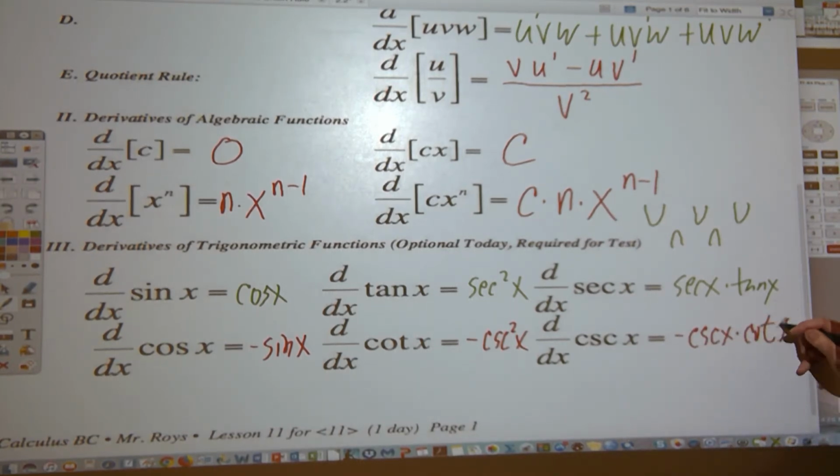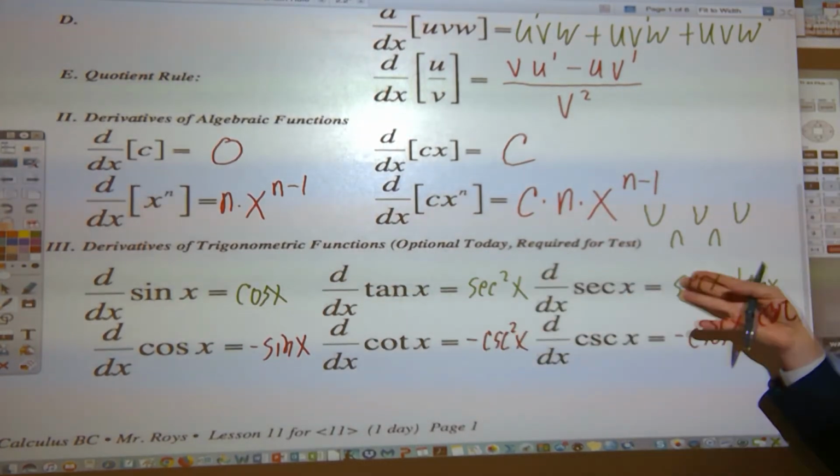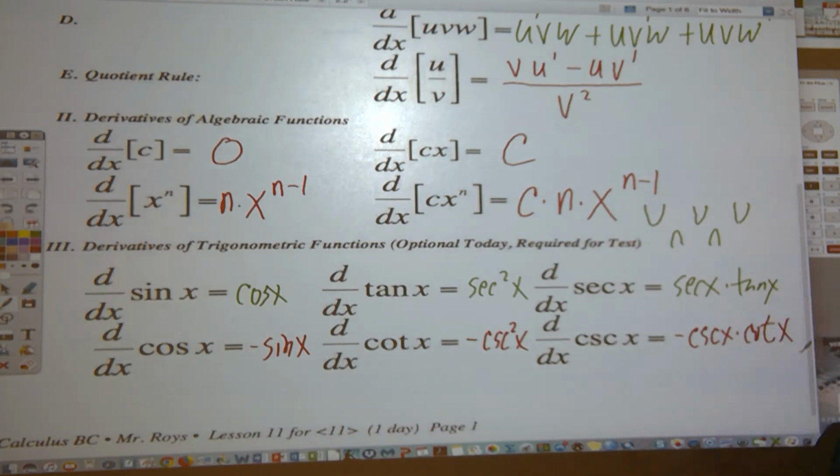That's it. You could take the time to derive it, but really, as long as you just remember the green row, then the red row comes really quickly. It is negative cosecant x, cotangent x. Okay, so good work on that.